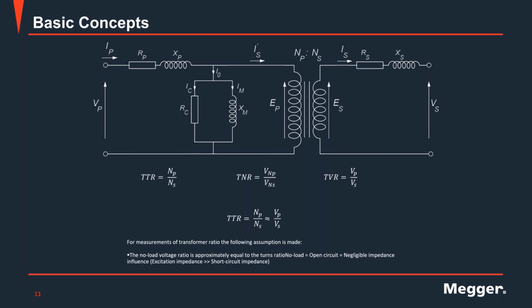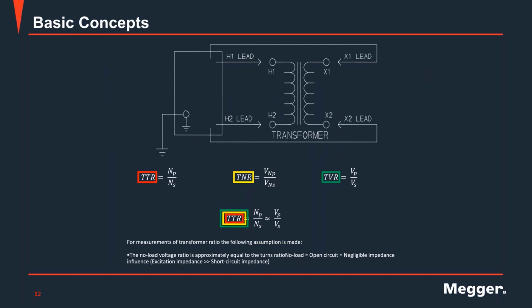How do I do that in the field? I take my TTR, my instrument, I connect typically to one side of the transformer, apply voltage on one side, and measure the induced resulting voltage on the other side of the transformer. Why do we call it TTR? When we perform the test, we do it under one very specific condition, and that is open circuit, no load. When we perform the test, there is no load on that side of the transformer.